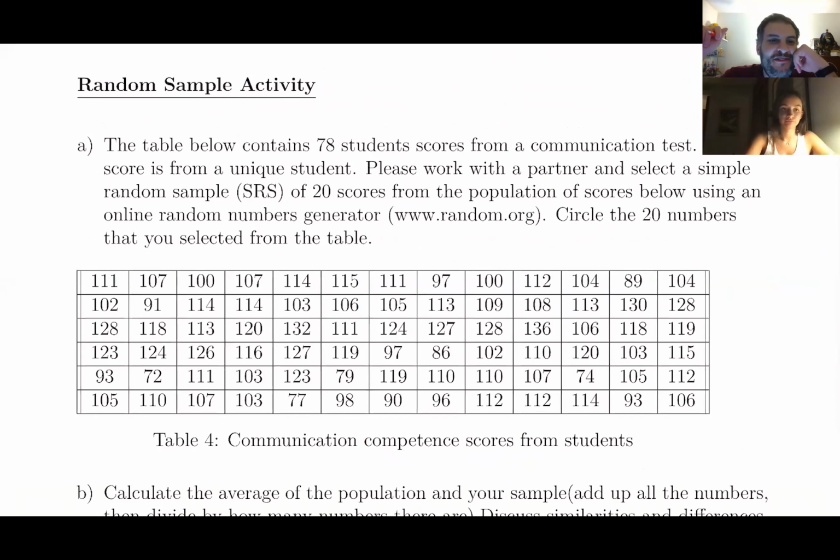All right. So for this one, it says the table below contains 78 students' scores from a communication test. Each score is from a unique student. Please work with a partner and select a simple random sample of 20 scores. For this one, you're not going to work in a partner because you can't really partner up right now, so we're just going to ignore that. I want you to randomly select 20 scores, and I'm going to show you how.